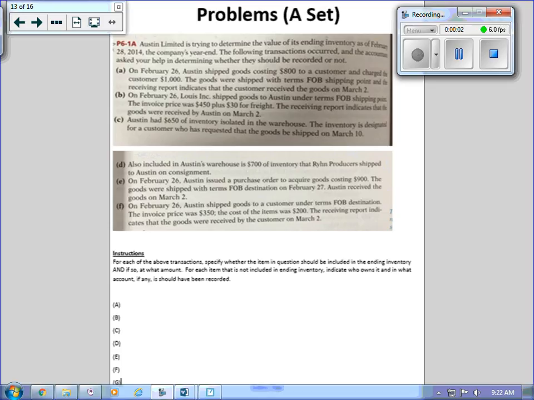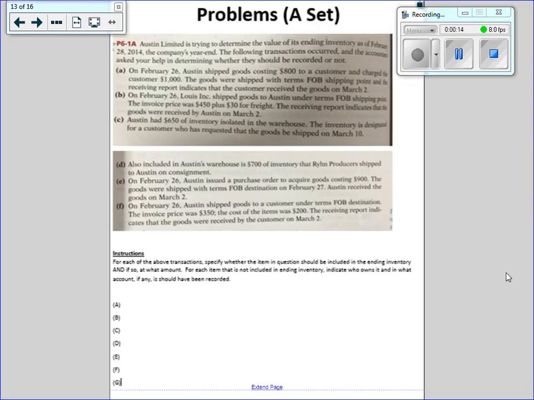In this problem, Austin Limited, so that must be the company, is trying to determine the value of its ending inventory. Ending inventory, is that S or SH? SH. What I like there, it's got the word value of SH. Okay, sorry, my pen must be off a little bit. The following transactions occurred, and the accountant asked for your help in determining whether they should be recorded or not.